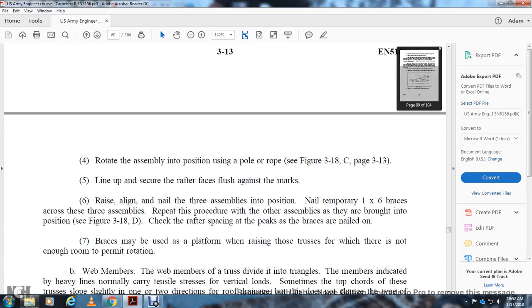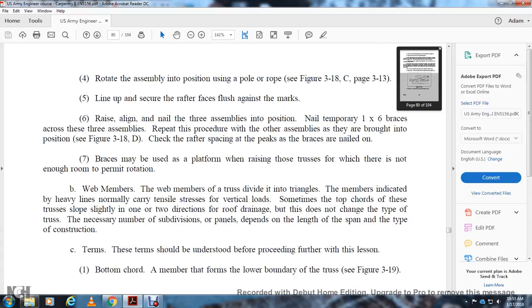Rotate the assembly into position using the pole or rope, figure 318C, on page 313. Line it up and secure it with the rafter flush with the face with the marks. Raise and line up the assembly, position it, and nail a temporary 1/16 of an inch brace across these assemblies. Repeat the procedure with the other assemblies as they are brought into position, figure 318D. Check the rafter spacing for the peaks before the braces are nailed on. Some braces may be set on the platform while raising the truss, but there is not enough room to permit rotation.